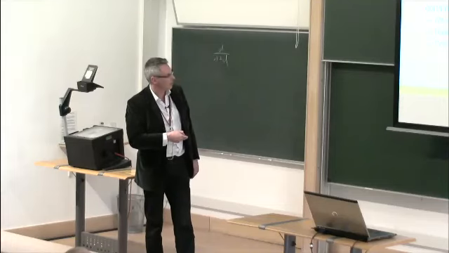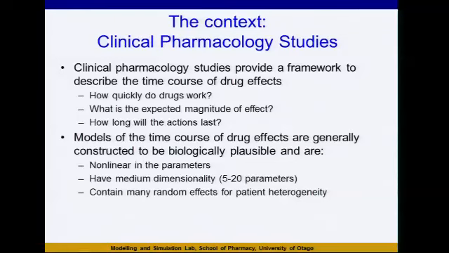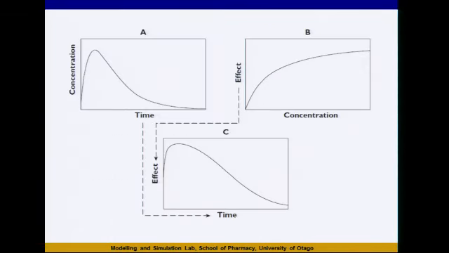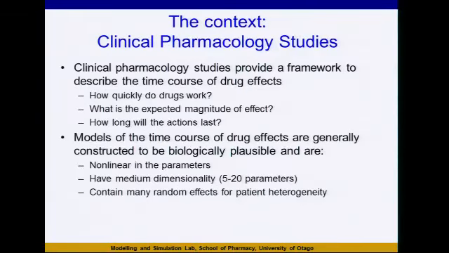They have medium dimensionality, typically in the order of 5 to 20 parameters, so they're not particularly big models. We have bigger ones, but these are the ones we mostly deal with. And they contain random effects to account for patients being different.